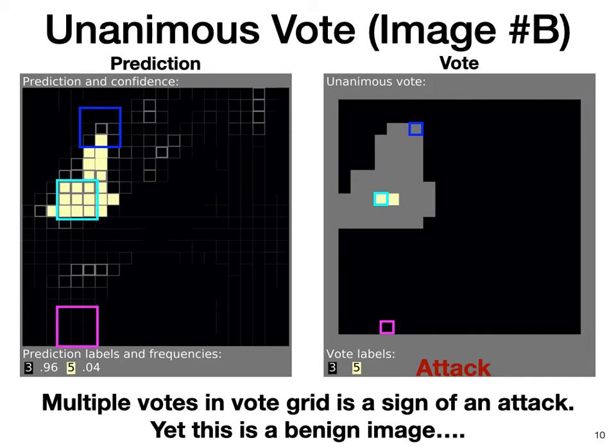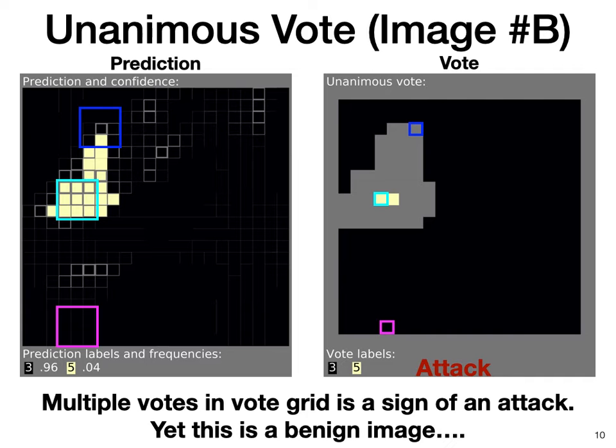Here's our new prediction grid and a matching voting grid and voting set. This is an image we will classify as an attack. Most of the windows on the prediction grid vote for 3, black. The middle highlighted window votes unanimously for 5, yellow. The top highlighted window does not vote unanimously, so we leave its area in the voting grid blank, shown with the gray background.